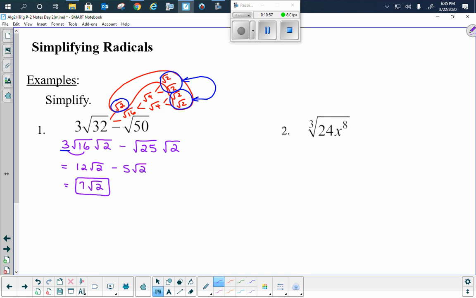Again, I'm modeling exactly what your work should look like for homework, exactly what it should look like for a quiz. Err on the side of showing me more versus less, kind of one step per line, final answer boxed. Okay. All right, so on this one, now I'm going to take away the roots.